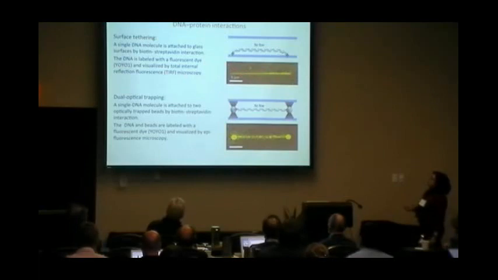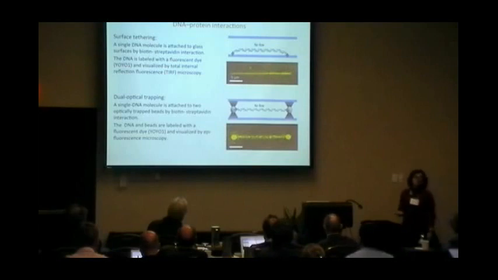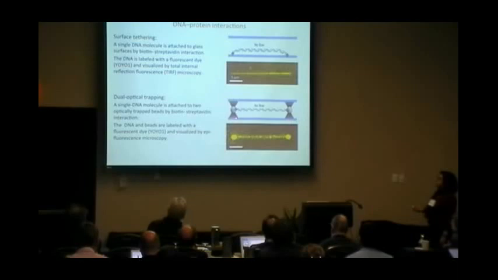This method has advantages and disadvantages. The advantage is that it has higher sensitivity because you have less background. You don't excite anything which is more than 200 nanometers above the cover glass. But the other thing is that you would get a lot of non-specific interaction of the protein with the surface. The other method that we use is a dual optical trap.